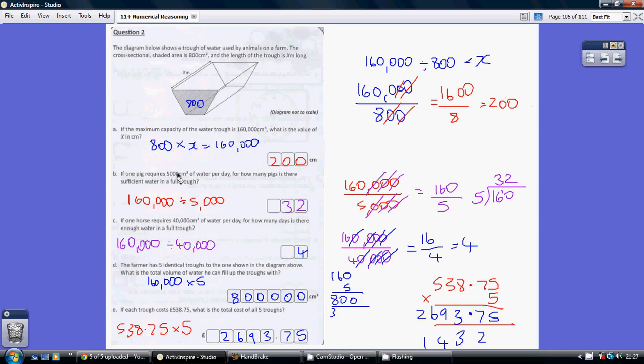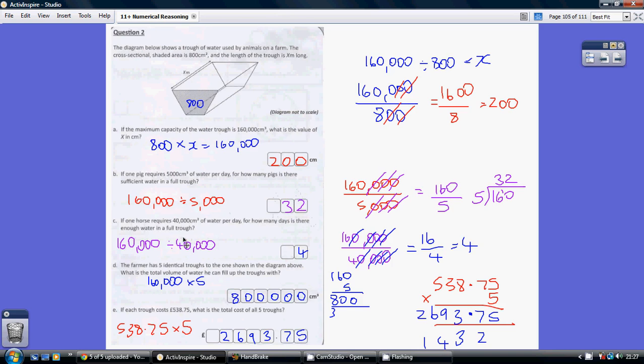If one pig requires 5,000 of water per day, how many pigs is there sufficient water for? Well, we've got 160,000, 5,000 per pig, so we've got to do 160,000 divided by 5,000. Best just to set that up as a top-heavy fraction. Cancel the noughts, we're left with 160 over 5. Do that by bus-stop method, we get 32, so 32 pigs.